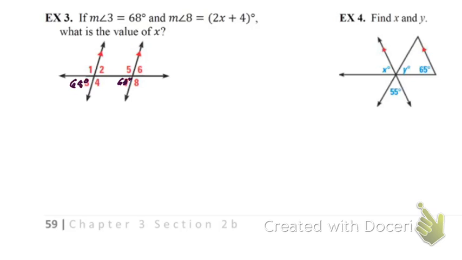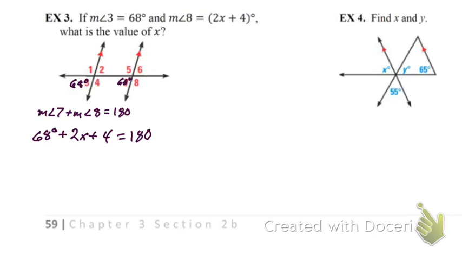So 68 plus 2x plus 4 equals 180. Measure of angle 7 plus measure of angle 8 equals 180, right? So the measure of angle 7 is 68 degrees, plus angle 8, which is 2x plus 4. Let's put a 68 there instead. All right, and then we have 2x plus 4 equals 180 degrees.